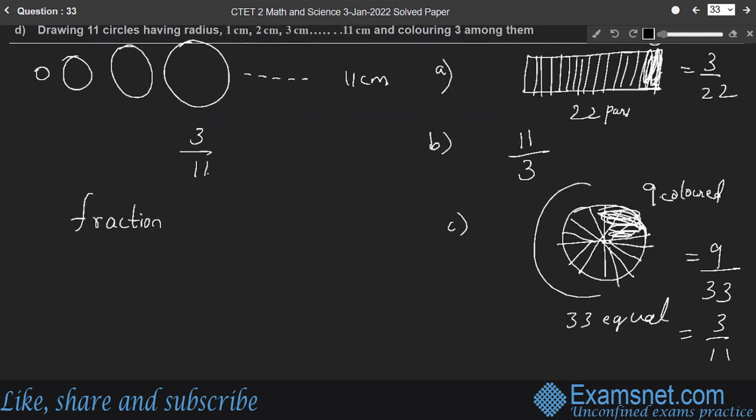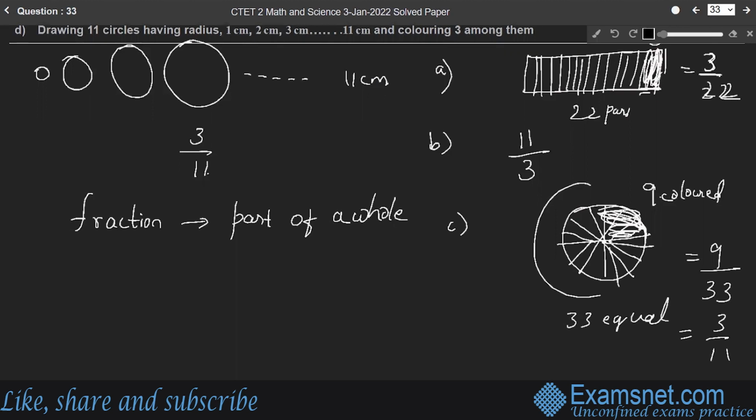Fraction is nothing but part of a whole. In the first 3 cases, there is a whole, a rectangular whole, where 2 equal parts are there. Among them, 3 are colored, hence it is a fraction. Where there is a whole, there will be a fraction.